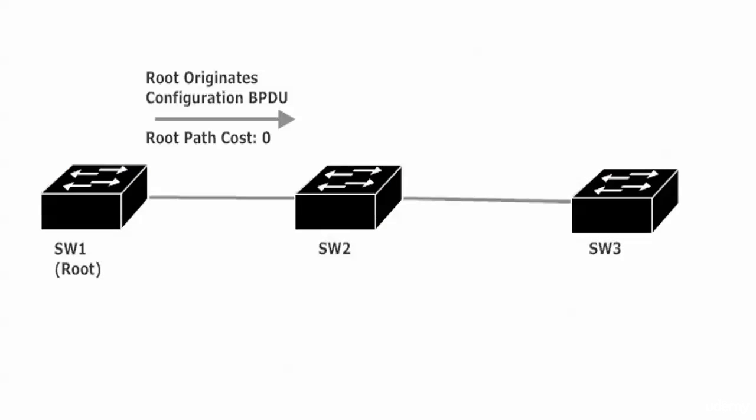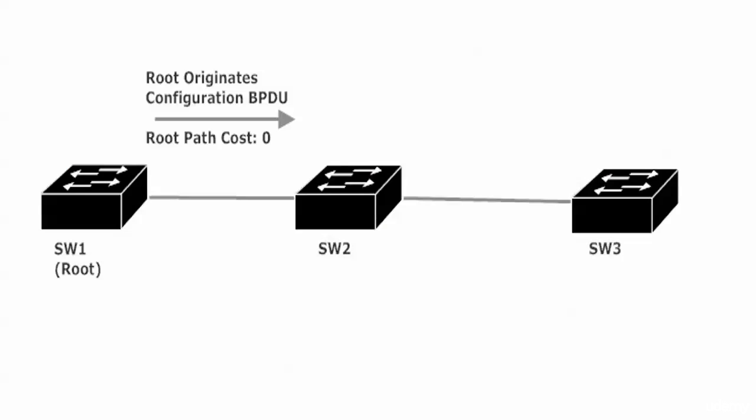Now, when switch 1 originates the config BPDU, it's going to have an RPC of 0, which makes perfect sense because switch 1 is the root. There shouldn't really be a cost to get to the root when you're already there. The most important thing I can mention about these BPDUs is this. The route path cost increments as the BPDU is received by a switch, not as it leaves.